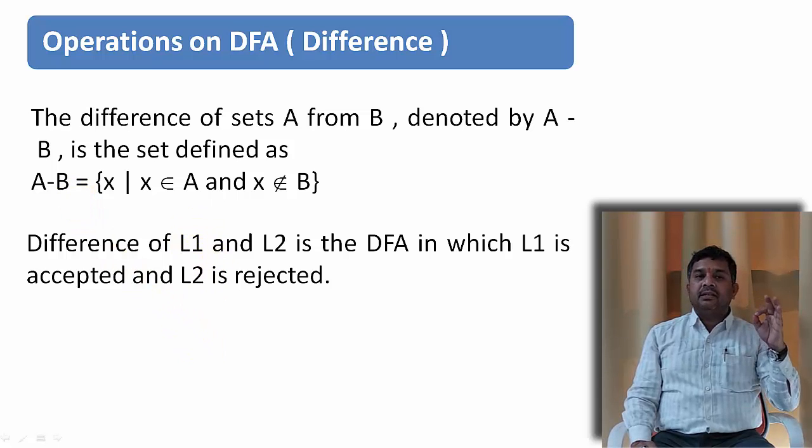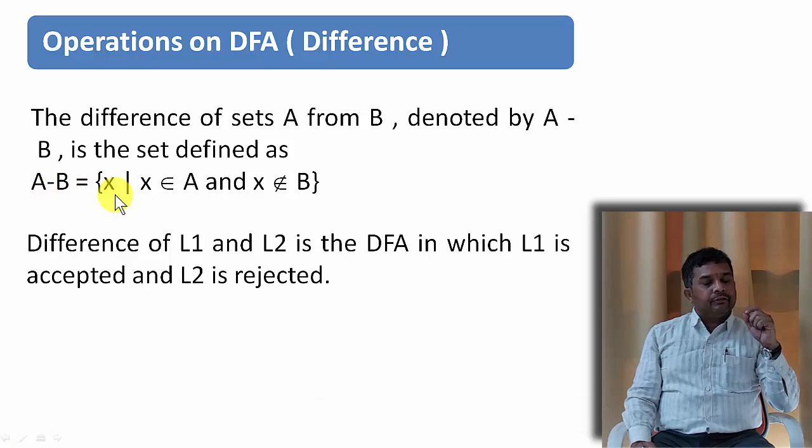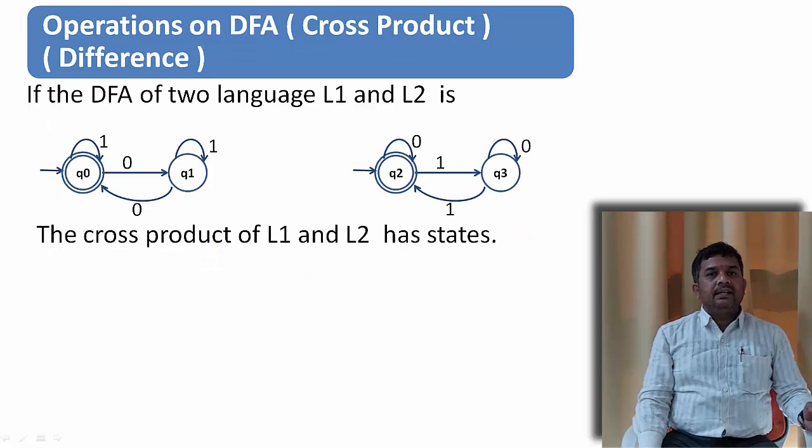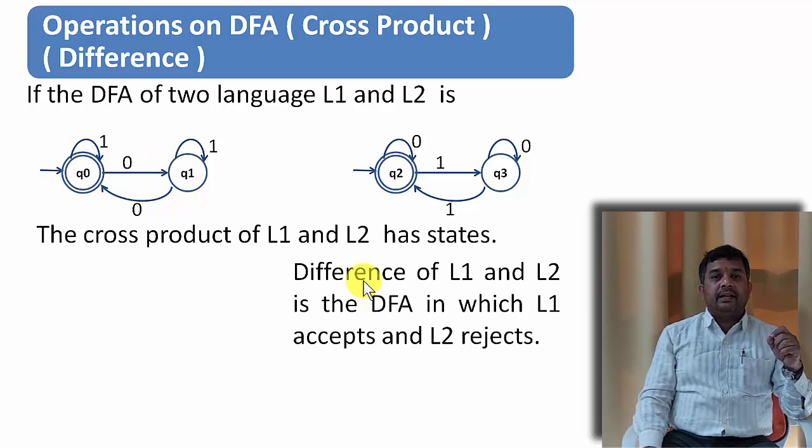Here also the difference is the same as in set theory. If I want to find A minus B, then I have to take an element X, and X is supposed to be in A and not in B. The same way here, if I want to find the difference of languages L1 and L2, then the DFA must accept the final state of L1 but reject L2. So let us assume that the two DFAs are these two. In order to find the final state, the difference of L1 and L2 will give the DFA where L1 is supposed to be accepted and L2 is supposed to be rejected.